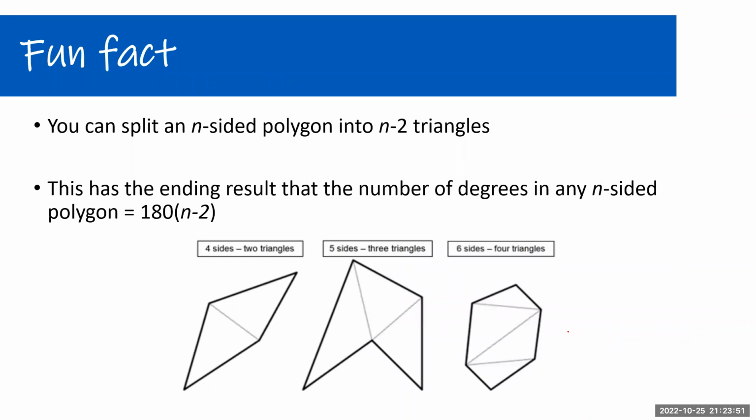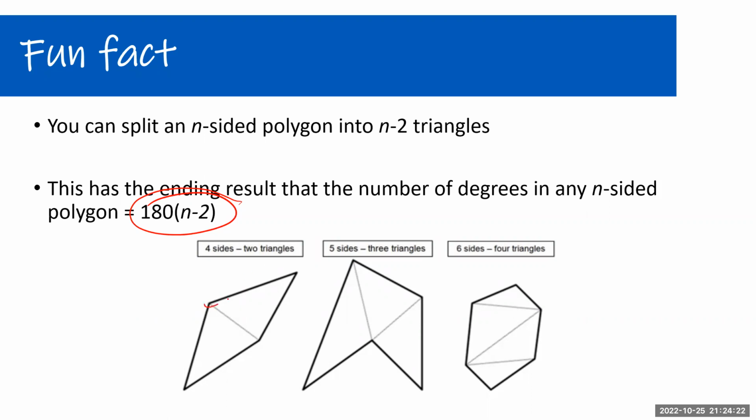Now, just as a fun fact for you, any polygon can be split into n-2 triangles. So if you have an n-sided polygon, you can carefully draw n-2 triangles, okay? That has a helpful ending result: the number of degrees in any n-sided polygon has to be 180 times that number of sides minus 2, okay? We're going to use that here in a few minutes for an example.